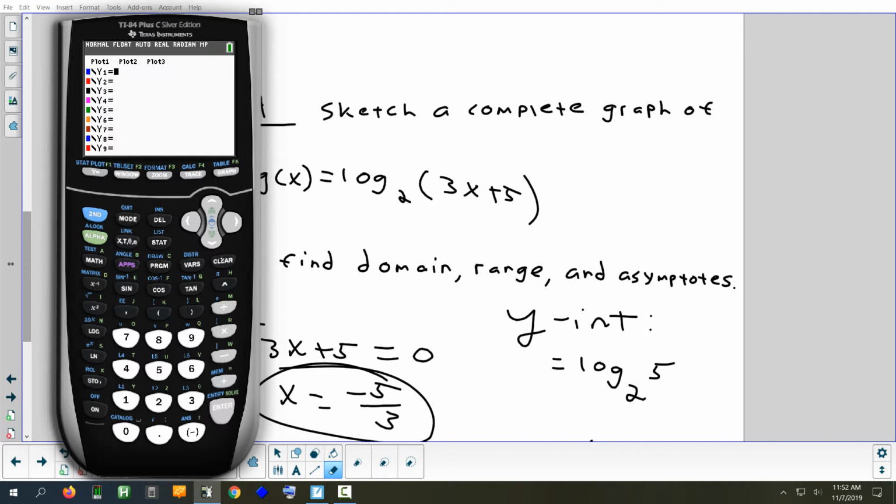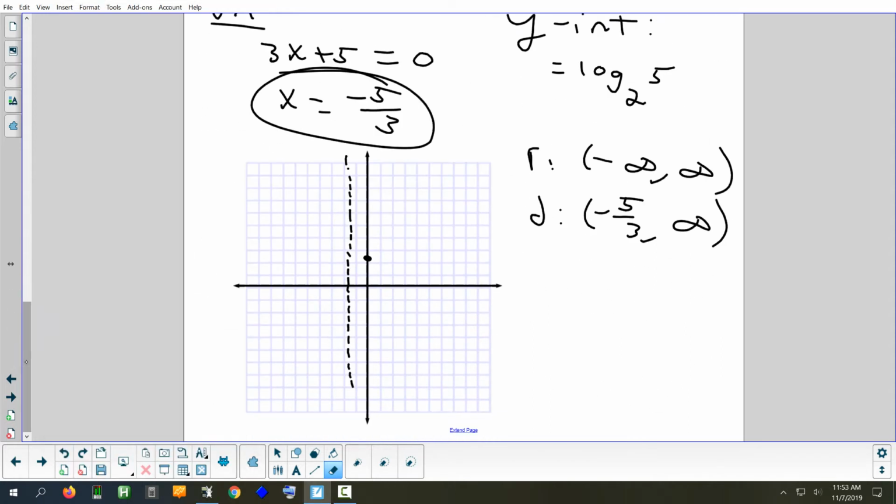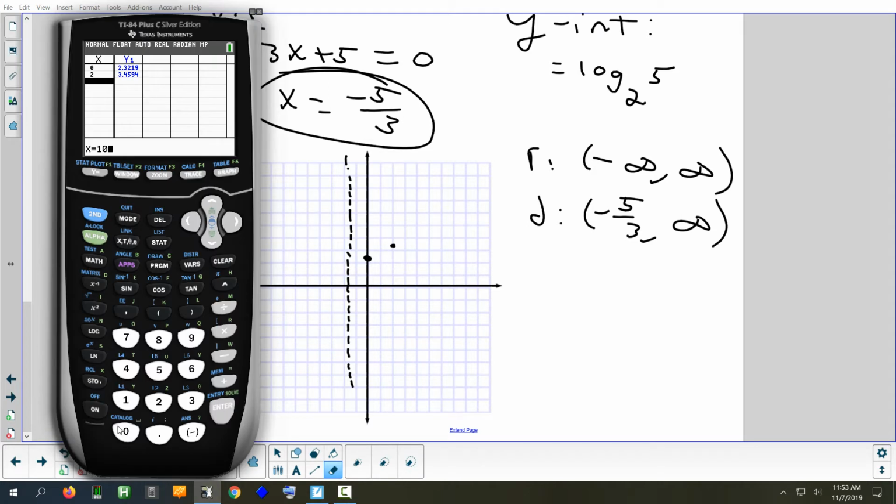I could do it by hand, plug in 1, plug in 2, or just type it into my calculator. Log of 3x plus 5, divided by log 2. We already got the y-intercept, 2.3. We got 2, 3.4. And because I know logs are pretty flat, I mean, they're not really flat, but they go up real slow, we can go right to 10, and it's not going to go up that much. 5.1.